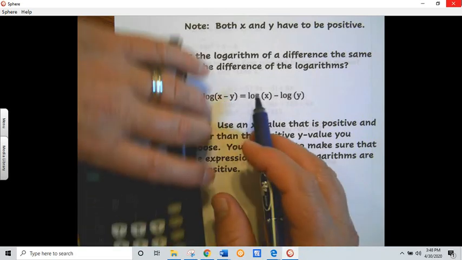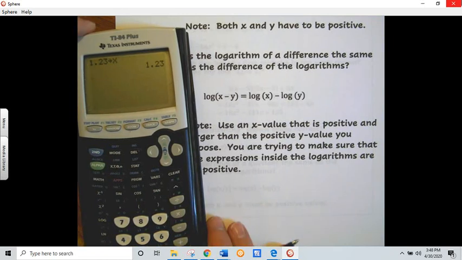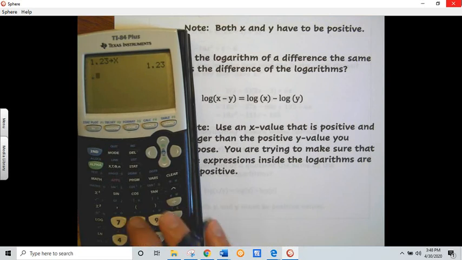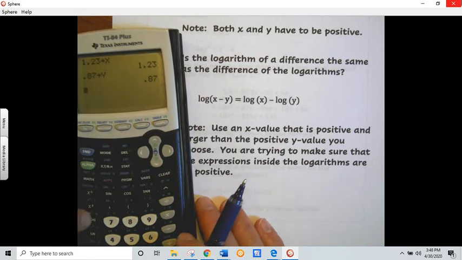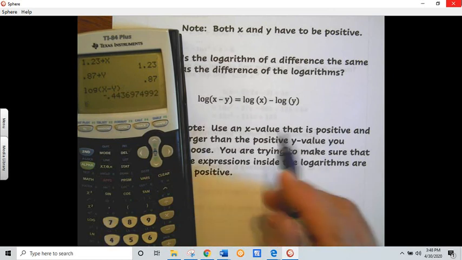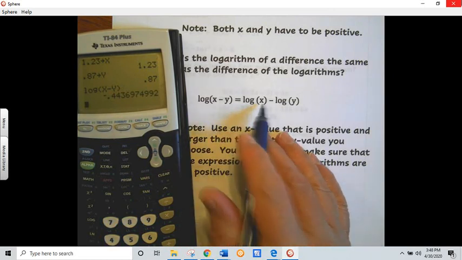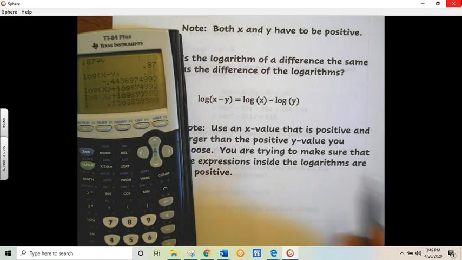So when we store the x value, I'm going to do the 1.23 again. I have to pick a smaller positive number for y. So I'm just going to say 0.87. Stored alpha 1 for y. Now I'm going to check out the left-hand side. Common log of x minus alpha 1, and that gives that value. And now I'm going to go common log of x minus the common log of alpha 1, y, and you get a different value. So that's false.